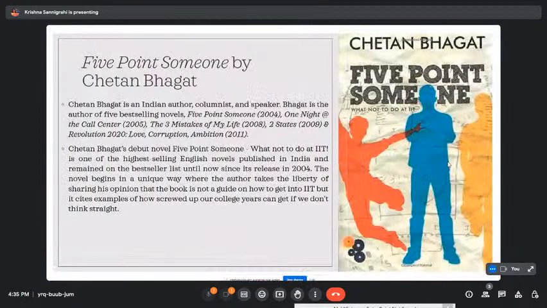So, 5 Point Someone is a novel by Chetan Bhagat. He's an Indian author. Many of his novels have been transformed into movies in Bollywood. You must be knowing them. Bhagat is the author of 5 best-selling novels: 5 Point Someone, One Night at the Call Center, The 3 Mistakes of My Life, 2 States, and Revolution 2020: Love, Corruption, Ambition.